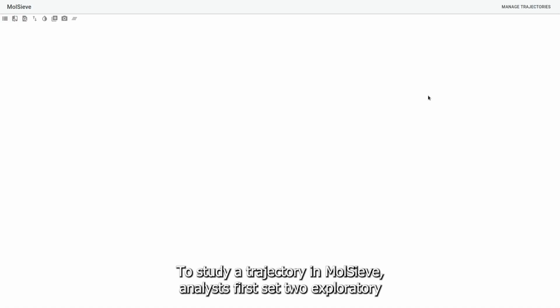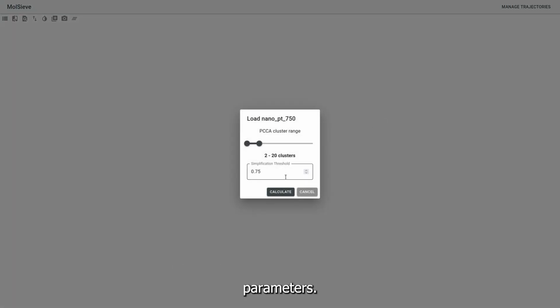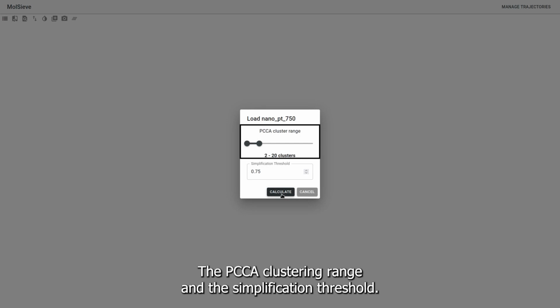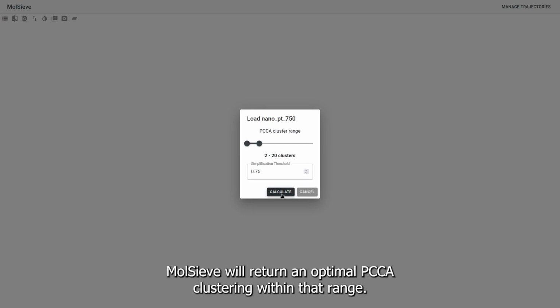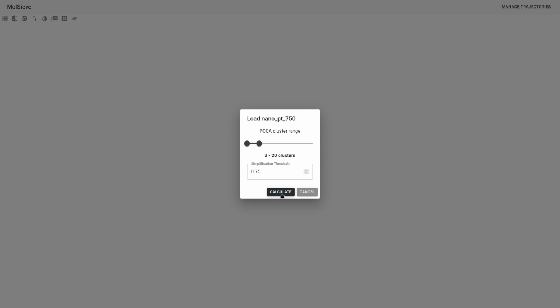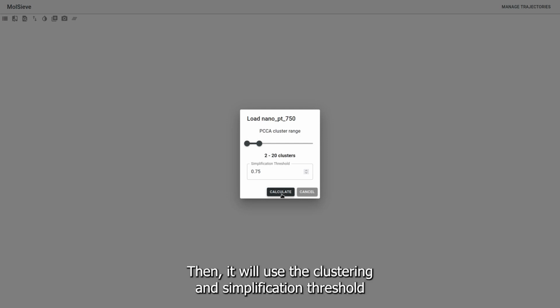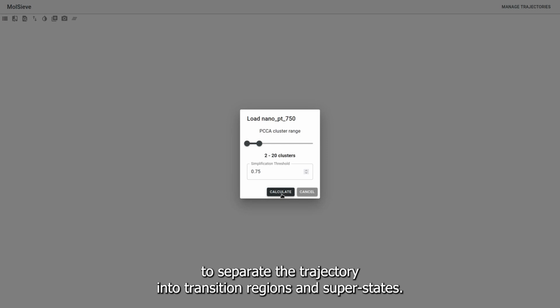To study a trajectory in MolSieve, analysts first set two exploratory parameters, the PCCA clustering range and the simplification threshold. MolSieve will return an optimal PCCA clustering within that range. Then, it will use the clustering and simplification threshold to separate the trajectory into transition regions and superstates.